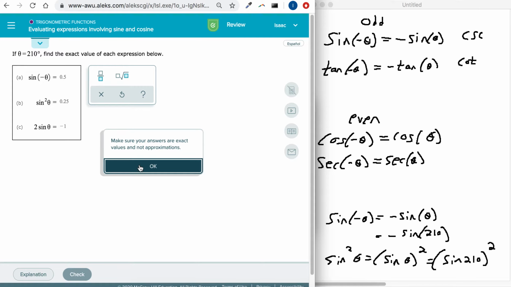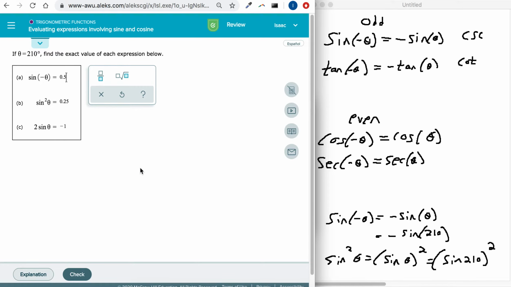I thought they were going to ask you for expressions, but they just want you to find exact values. Oh, okay, so they want them as fractions. So 0.5 is 1/2. 0.25 is 1/4.